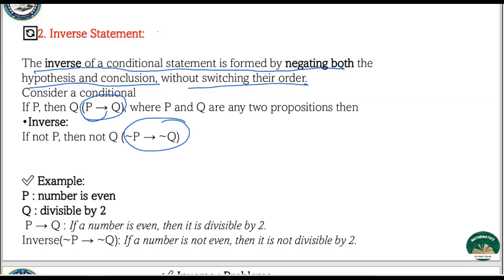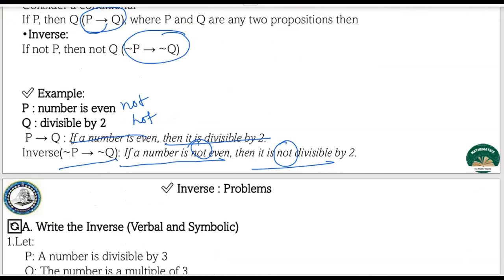So, number is even, divisible by 2. We have to use not for both and join them. If a number is even, then it is divisible by 2. So what will be negation P implies negation Q? If it is not even, then it is not divisible by 2. We have to use not for both statements and write the implication statement. That is called the inverse.